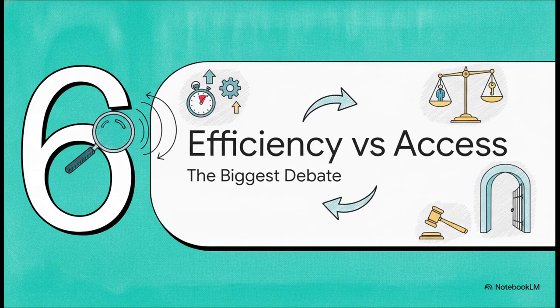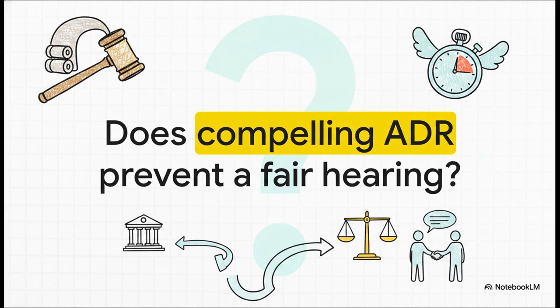Section 6. Efficiency versus access to justice. Listen, if you want to secure a top grade in your exam essay, you can't just memorize the rules. You have to demonstrate high-level critical analysis. And the biggest debate in civil litigation today is exactly this. Does compelling ADR prevent a fair hearing? See, the English legal system is desperately trying to clear court backlogs and save public resources. But Article 6 of the European Convention on Human Rights guarantees the right to a fair and public hearing. So where exactly is the line between heavily encouraging efficiency and forcefully slamming the courtroom door in a claimant's face?